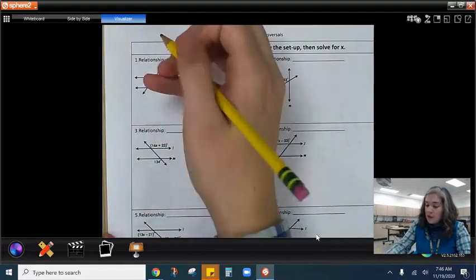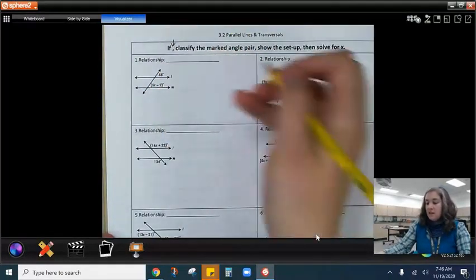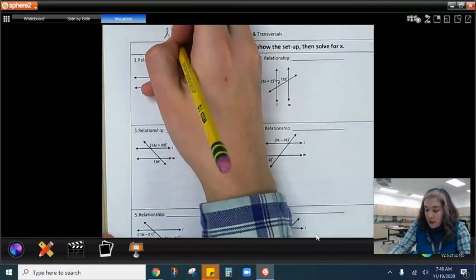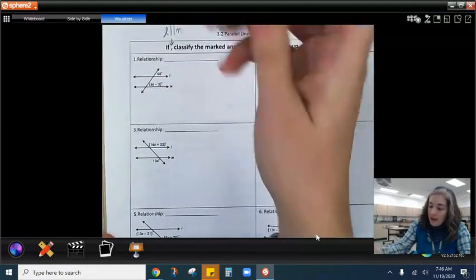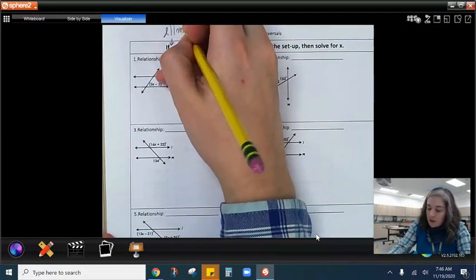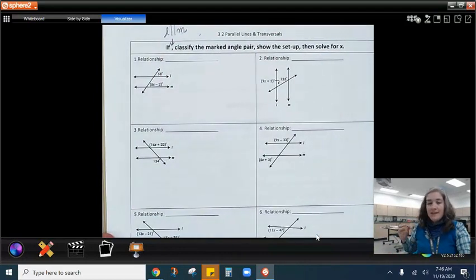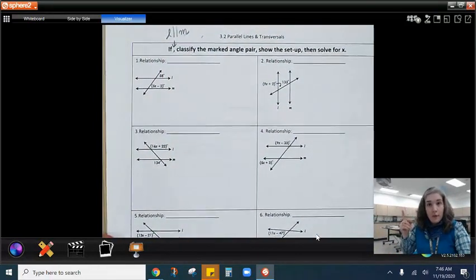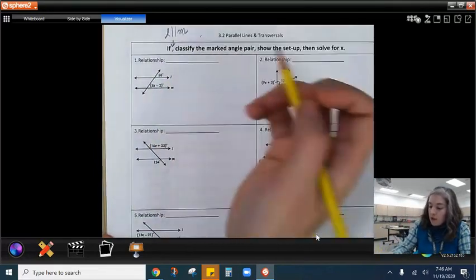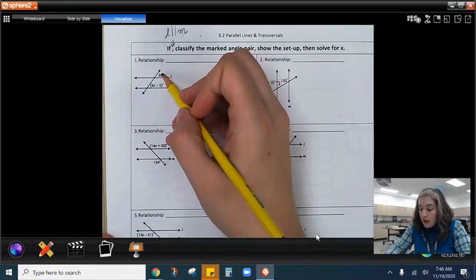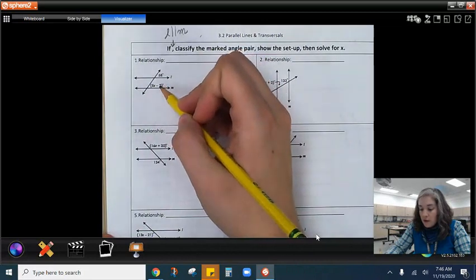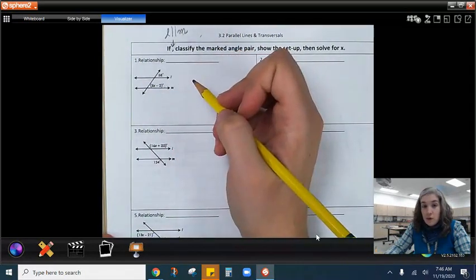One thing I do want to note, I don't know why this deleted itself, but it should say if L is parallel to line M. So if line L is parallel to line M. The lines aren't marked because I'm telling you right here that they are parallel. So for this one right here, we want to determine the relationship and then we can set it up. So we've got an angle here that's 58 and we've got an angle here that is 5x minus 2.